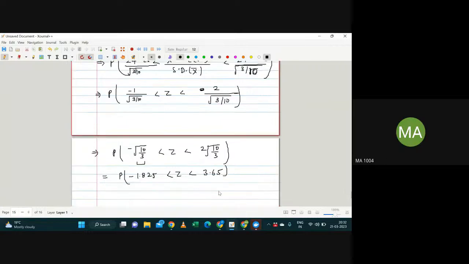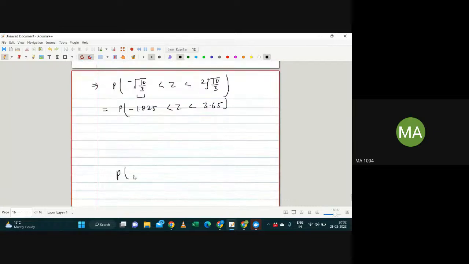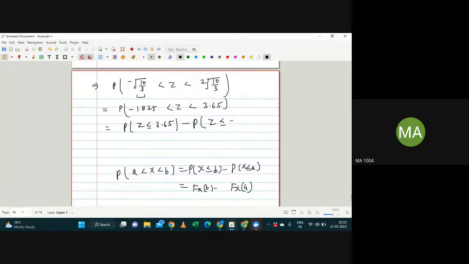Great. So as we know, probability, you know these things, right? I can write this as probability x is less or equal to b minus probability x is less or equal to a, which is nothing but F_X(b) minus F_X(a). So I can write the probability z is less or equal to 3.65 minus probability z is less or equal to minus 1.825, which is capital F_Z(3.65) minus capital F_Z(minus 1.825). I think this should be the answer. Let me see. Yeah, the first option.